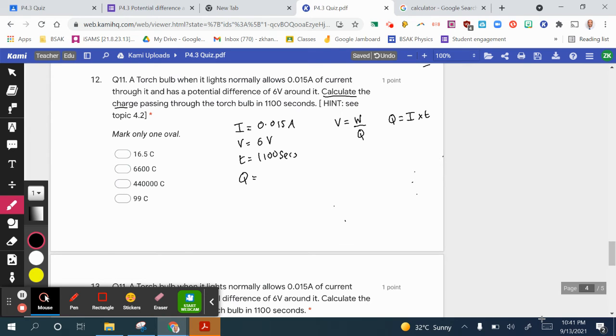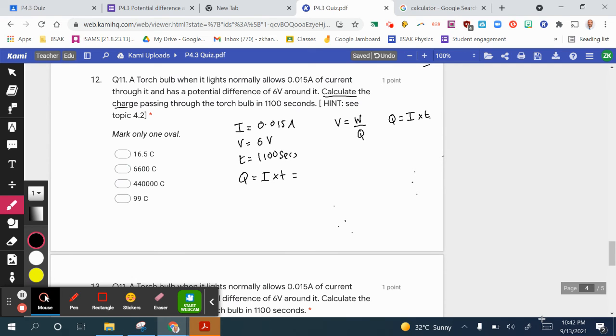Do we have the voltage? Yep. Do we have the energy transferred in joules? Nope. So this formula we can't use. Let's see if we can use this. Do we have the current? Yes. Do we have the time? Yes. So did we need voltage in this question? Not quite. Sometimes there's a lot more information than is needed. So the current multiplied by the time is the formula we need.